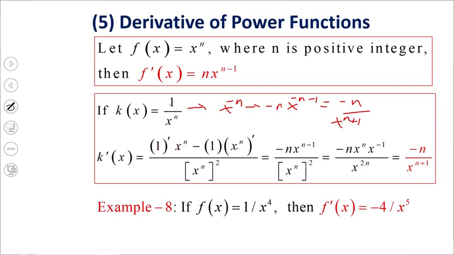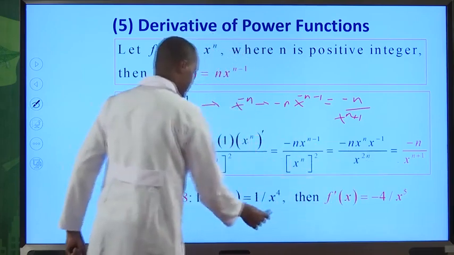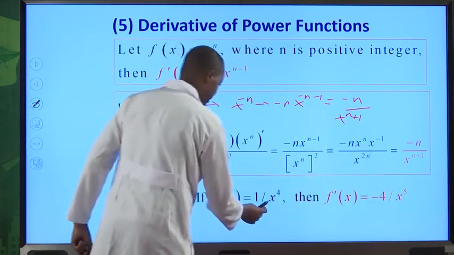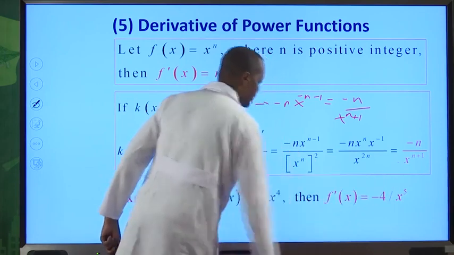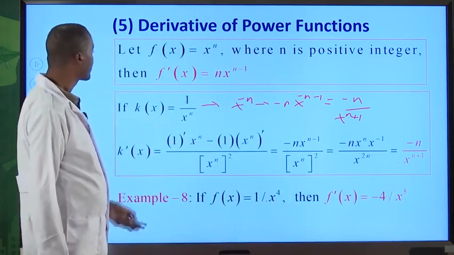For example, if f of x is 1 over x to the power of 4, its derivative, according to this formula, is simply minus 4 divided by x to the power of 4 plus 1, that is 5.